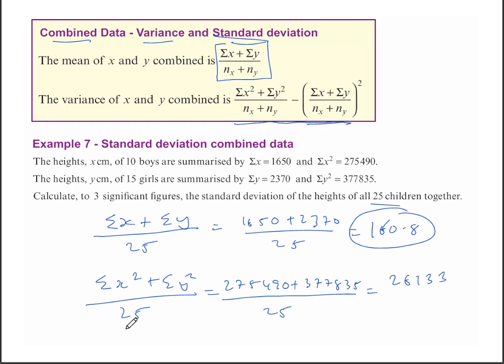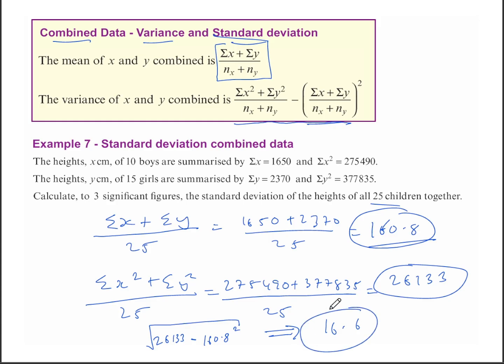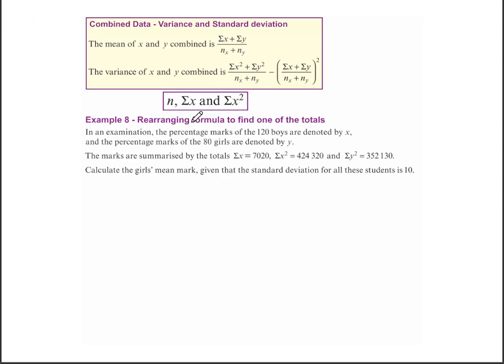And remember, for our standard deviation, we're going to take the square root of the mean of the squares, so 26133, minus the square of the mean, so 160.8 squared. This ends up giving us 16.6 as our standard deviation corrected to 3 significant figures. Using the formulas that were just given above and using the information that we did in our last topic of measure of central tendencies.